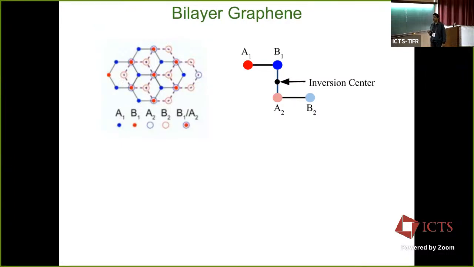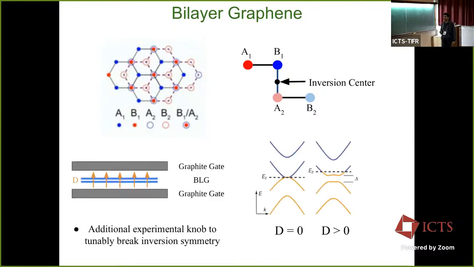Importantly, the unit cell has an inversion center, and this inversion symmetry about this point can be broken in a dual gated device by adding a displacement field. If I did not have a magnetic field, then this displacement field would simply open up a gap. But this allows you to tune the breaking of the inversion symmetry.